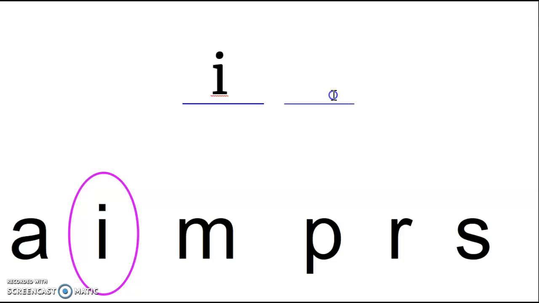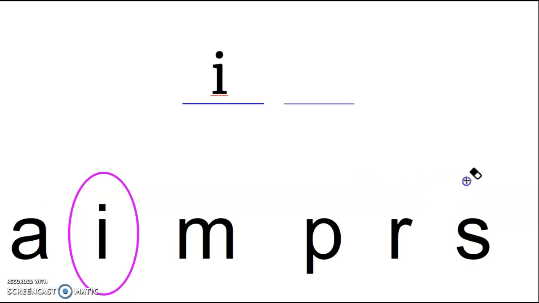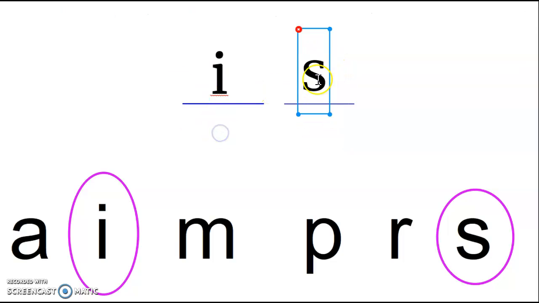Our second letter makes the S sound. Which letter below makes the S sound? If you chose letter S, you are correct. Letter S is our second letter in our word. Our word is IS. IS spells is.